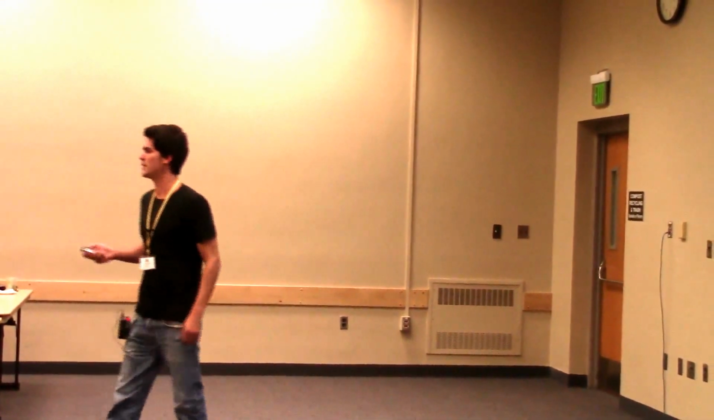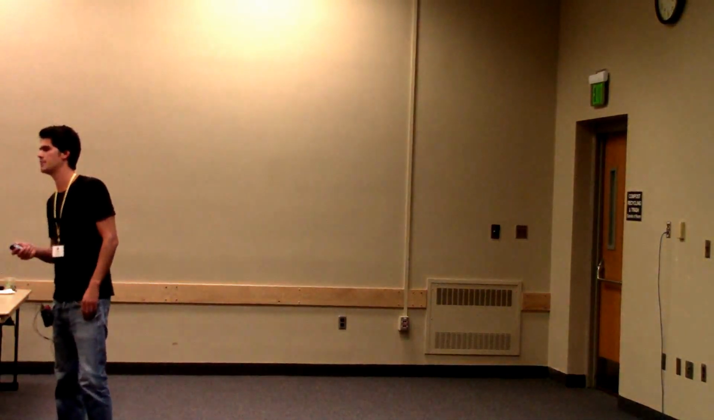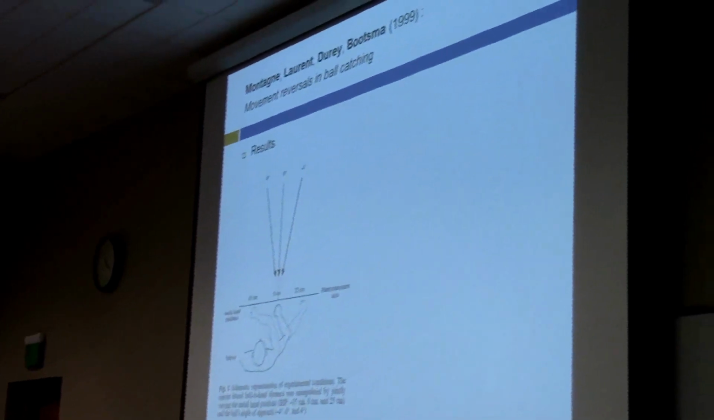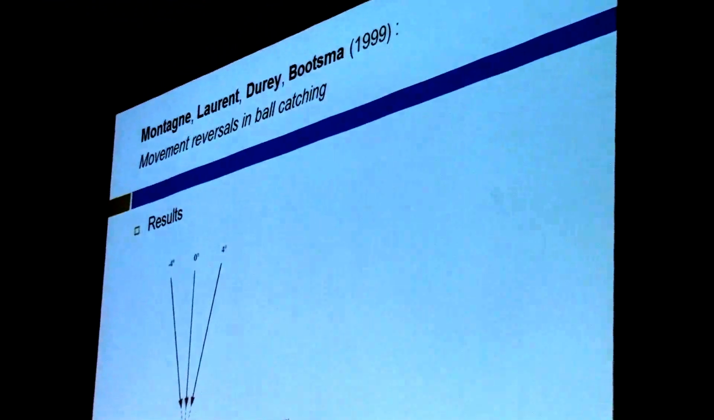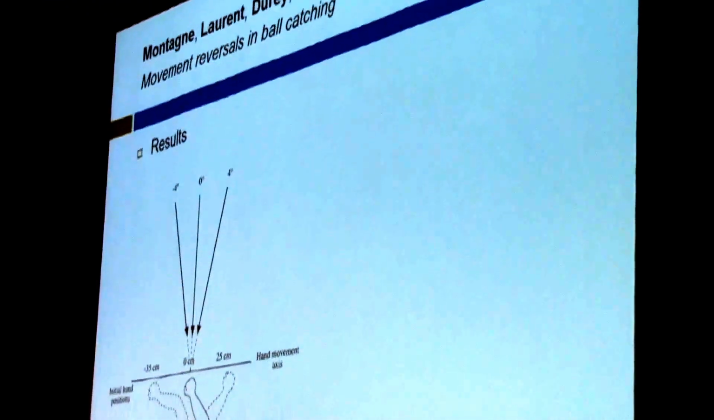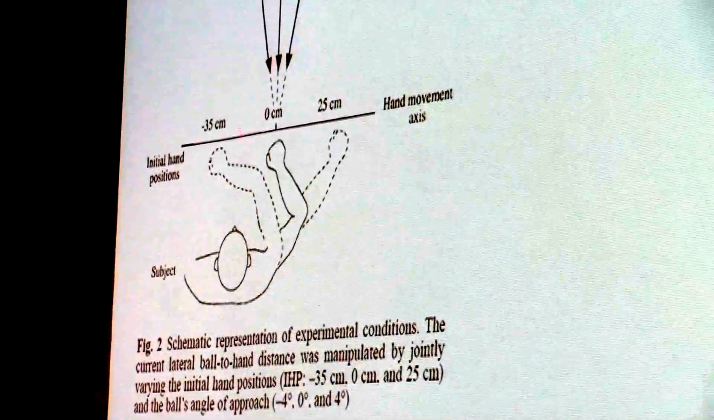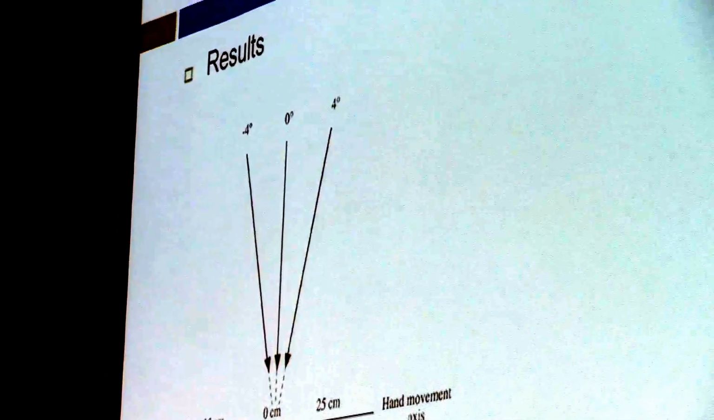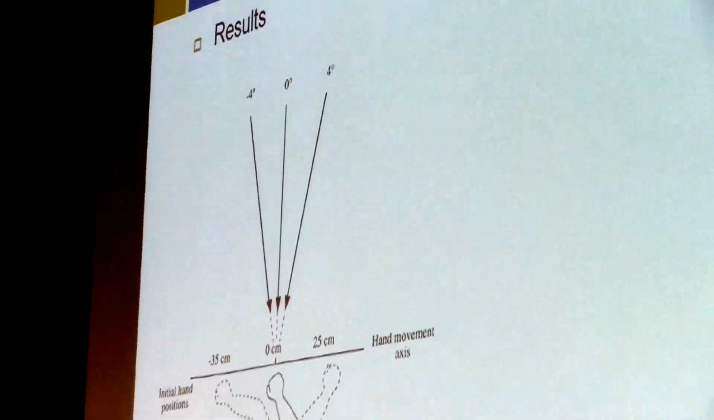I will demonstrate how the fractional order concept permitted us to explain characteristic behaviors of rectilinear ball in manual interception. Before starting, I would like to talk about a paper a bit alone in the literature, written by Montaigne et al. They ran a quite simple experimental setup. There were 3 initial hand positions possible, -35, 0, and +25. And participants had to catch 3 kinds of ball trajectories with 3 different angles of approach, -4, 0, and 4.